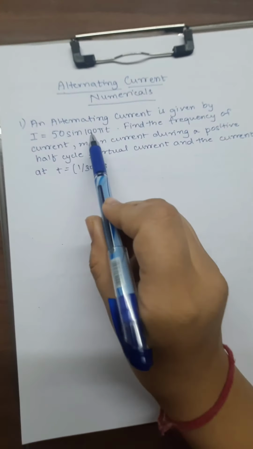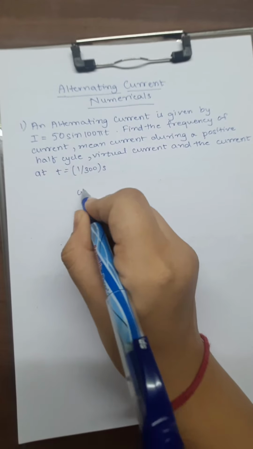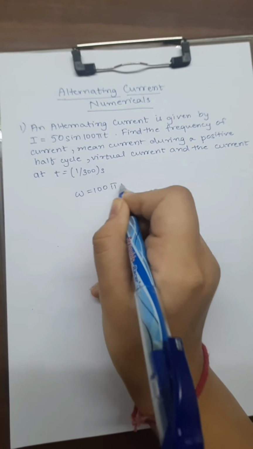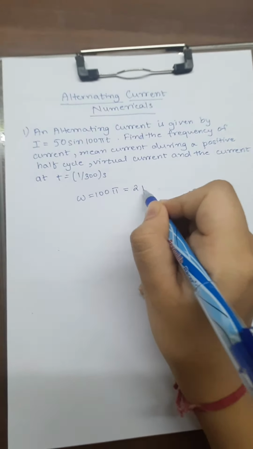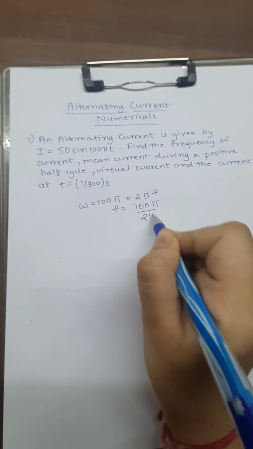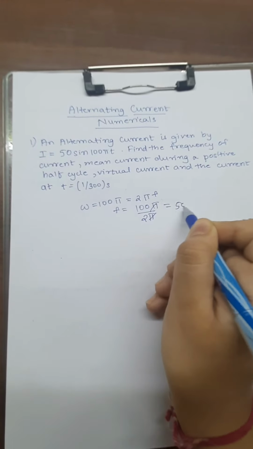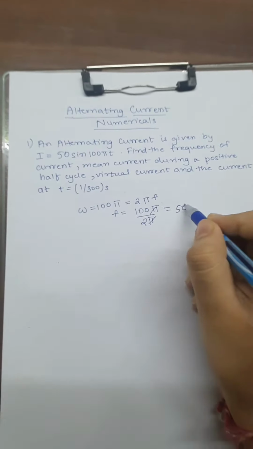So from the equation we get that omega, that is angular frequency, is equal to 100 pi. The formula of angular frequency we know is 2 pi into frequency. So frequency will be 100 pi by 2 pi, which is equal to 50 hertz. So this is the first answer.